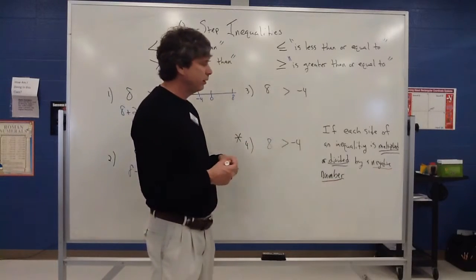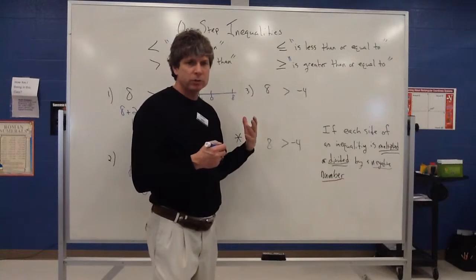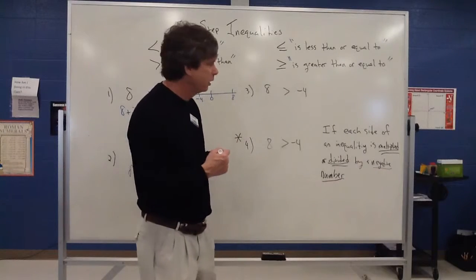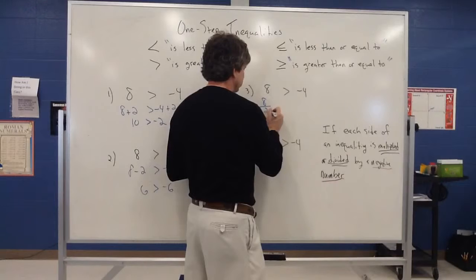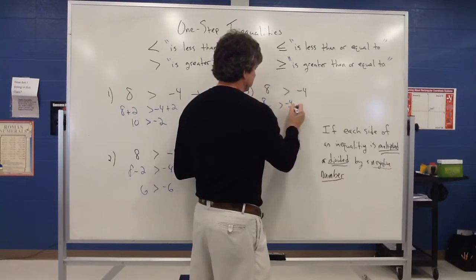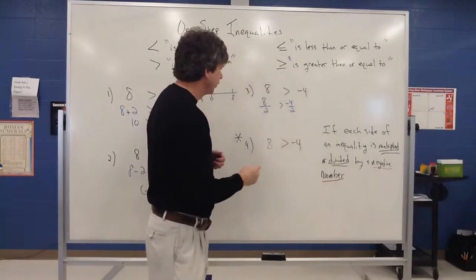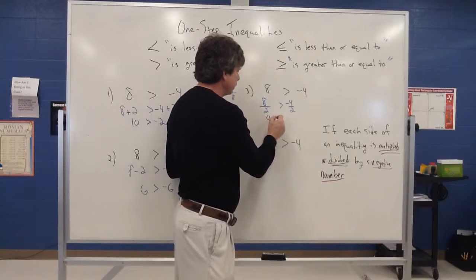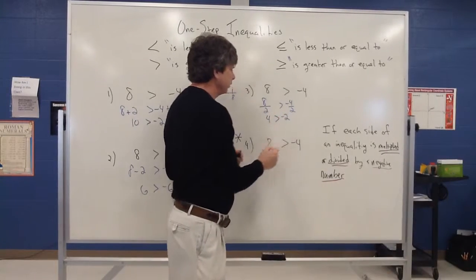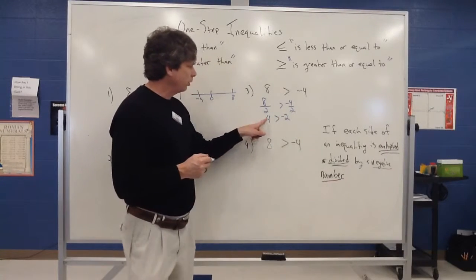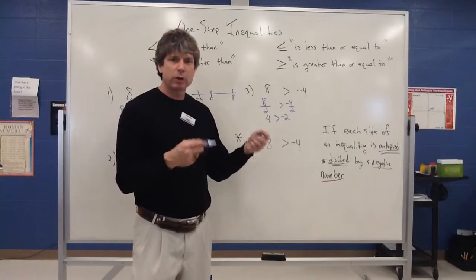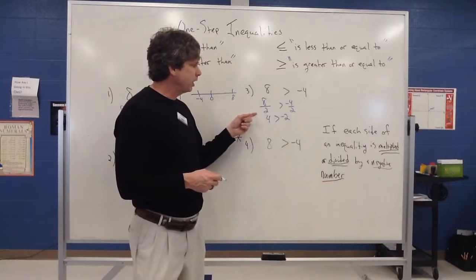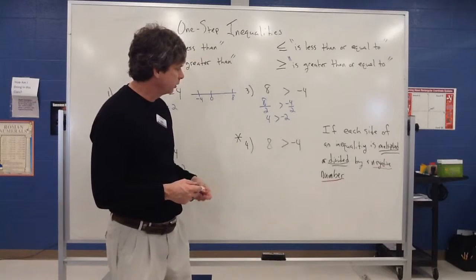Next example I want to look at is, we know we've played with addition and subtraction. Let's talk about multiplying and dividing. Let's divide this by a 2. So that's going to change to 4 is greater than a negative 2. Well, is 4 greater than a negative 2? Yeah, a positive number is still greater than a negative number, so that has not changed anything. So we're still okay here.